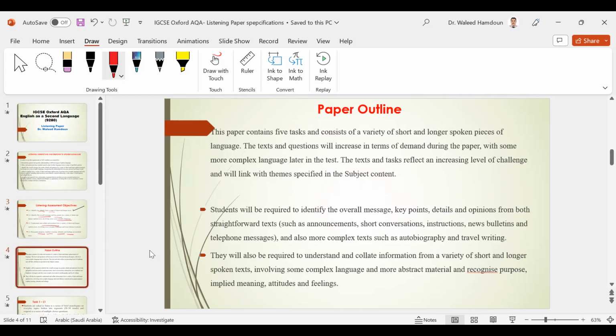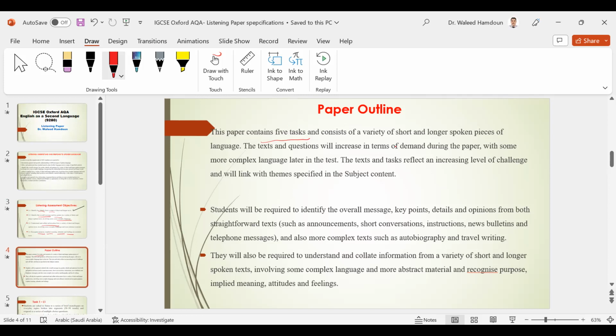Then what about the outline of this paper? Your listening paper consists of 5 questions. There are 5 questions, which means 5 tasks. And in each task, you might find a variety of short and longer spoken pieces of language. The texts will increase in terms of demand during the paper, with more complex language later in the test, which means task 1 is easier than task 2, and task 2 is easier than task 3, and so on.